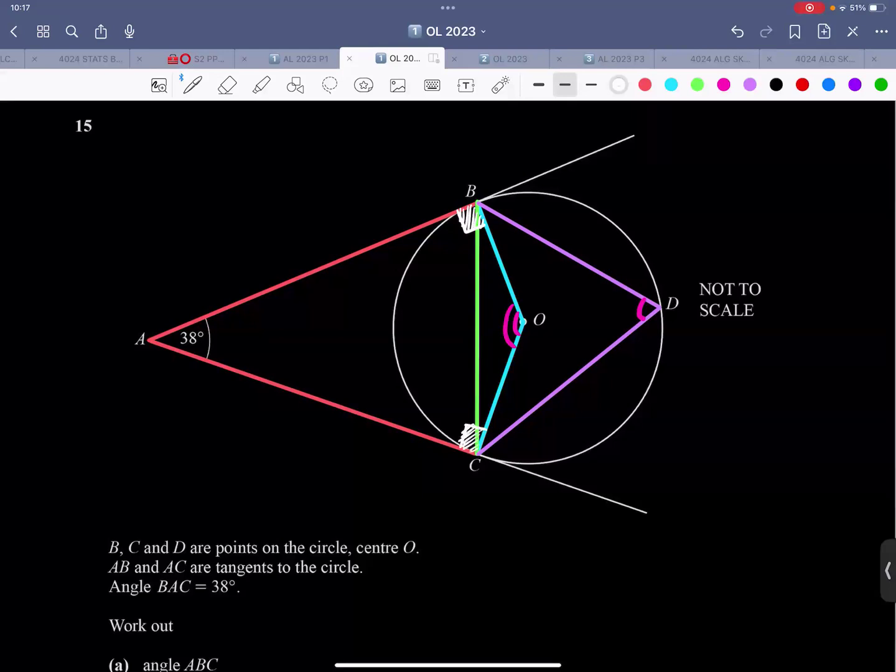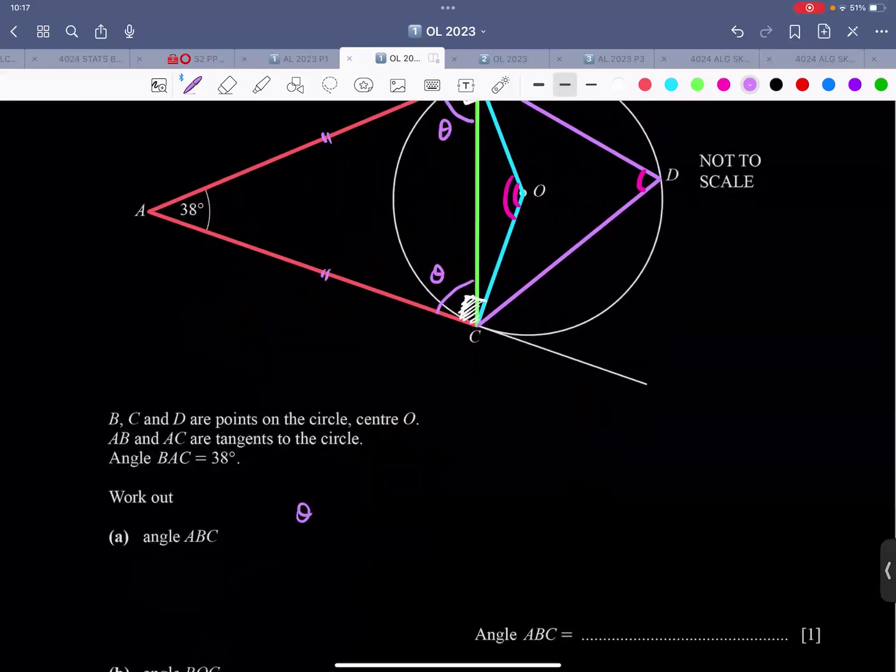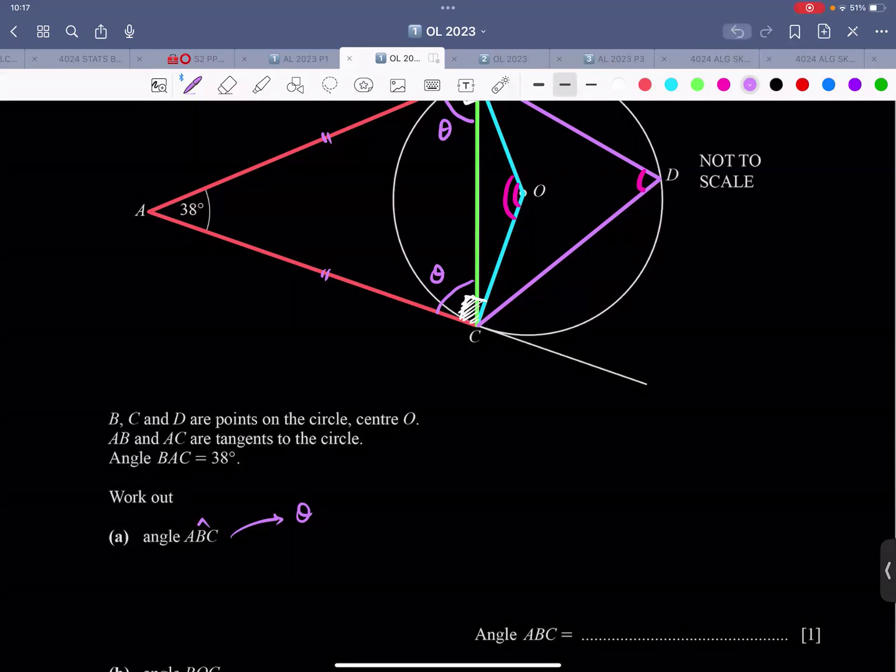Okay. So now they're asking for ABC. From here to here and from here to here, it will be the same because these two lengths are equal. It's an isosceles triangle. So let me write this thing as theta. Let ABC be denoted by the symbol theta. Theta plus 38 equals 180. 180 minus 40 is 140. This is 142. So 142 is 2 theta, so theta is 71 degrees. So ABC is 71 degrees. That is the first part.